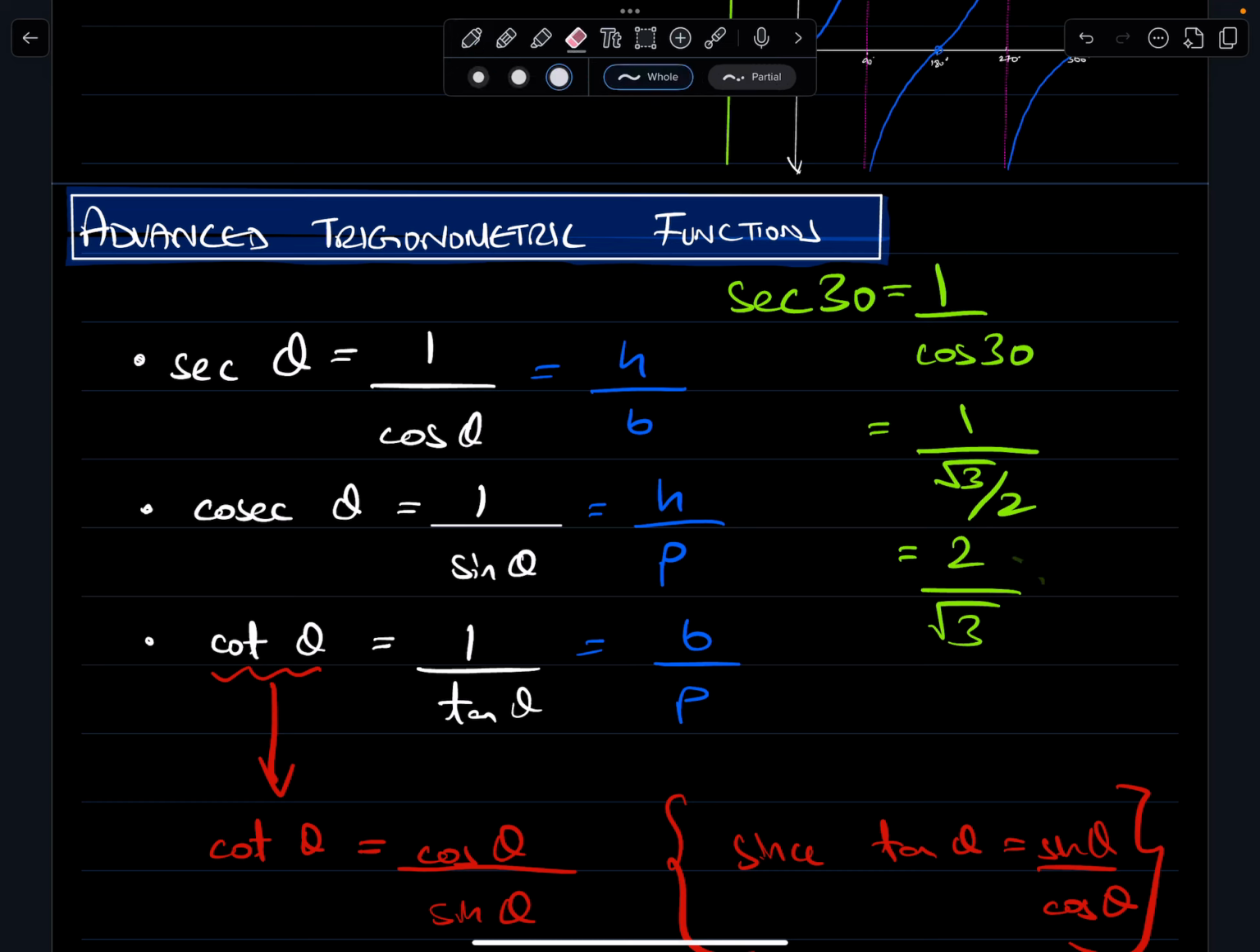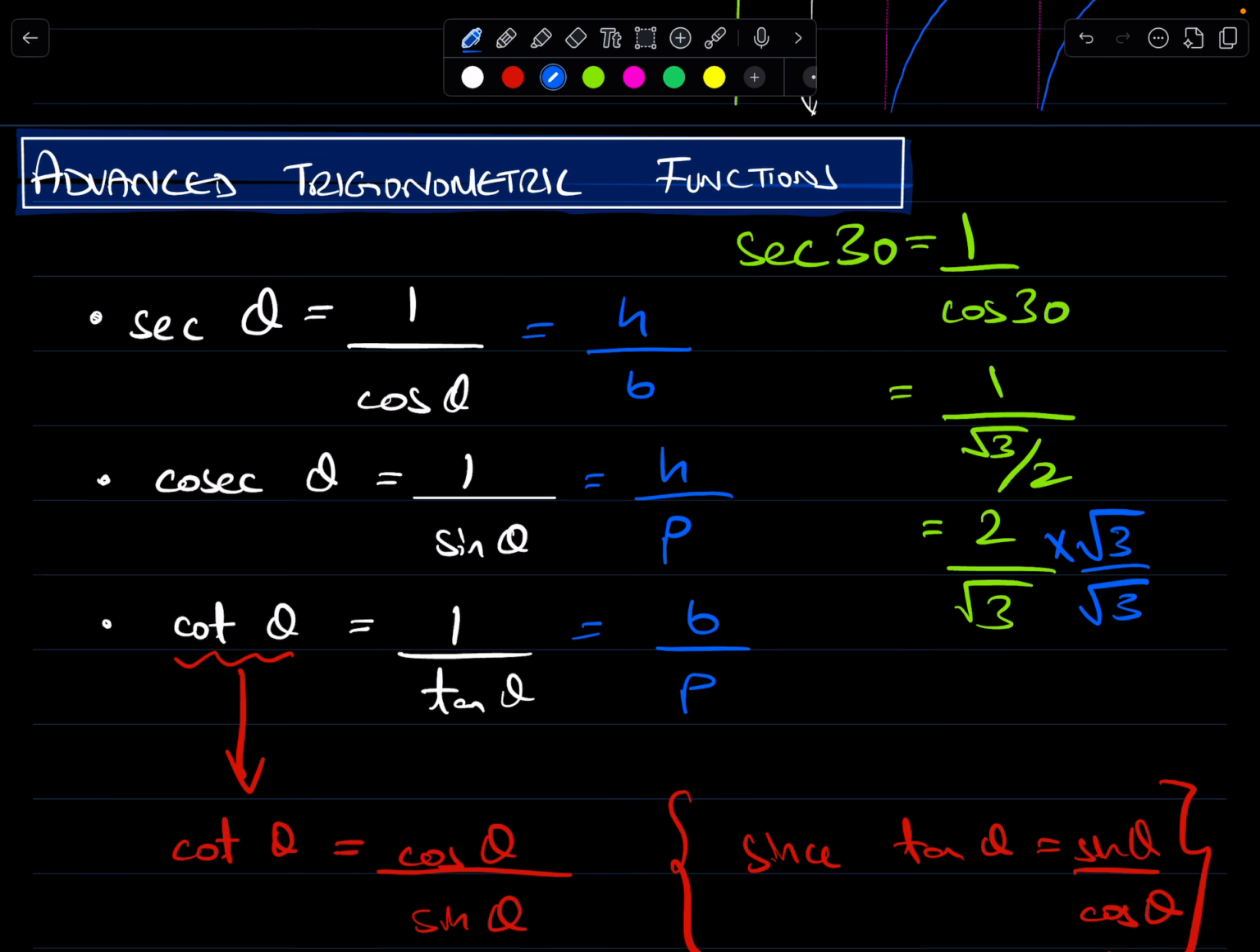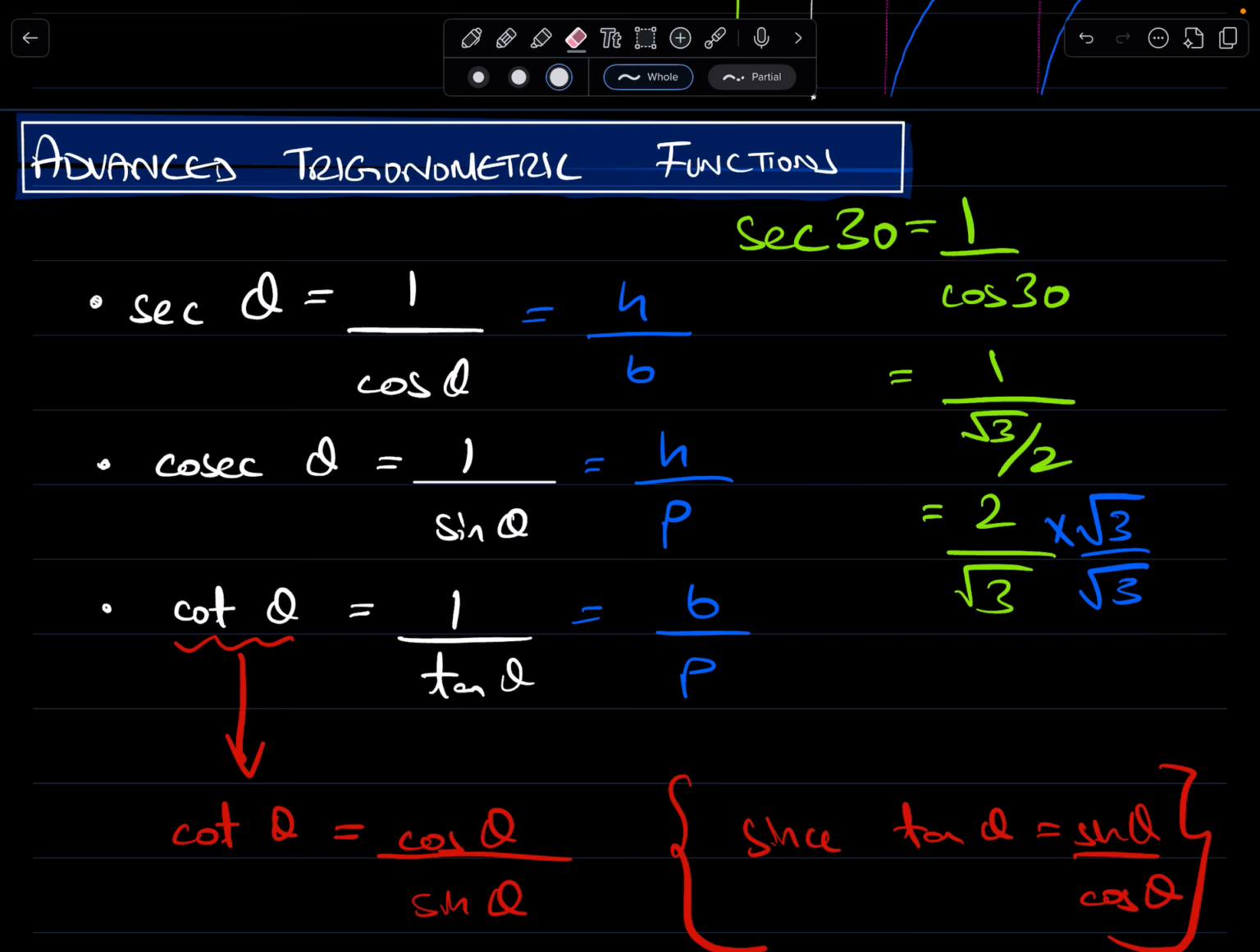If we were to convert this to a rationalized form, we'd multiply this fraction by 1, like this, and we turn out to have 2 root 3 over 3, and this would be our final answer.